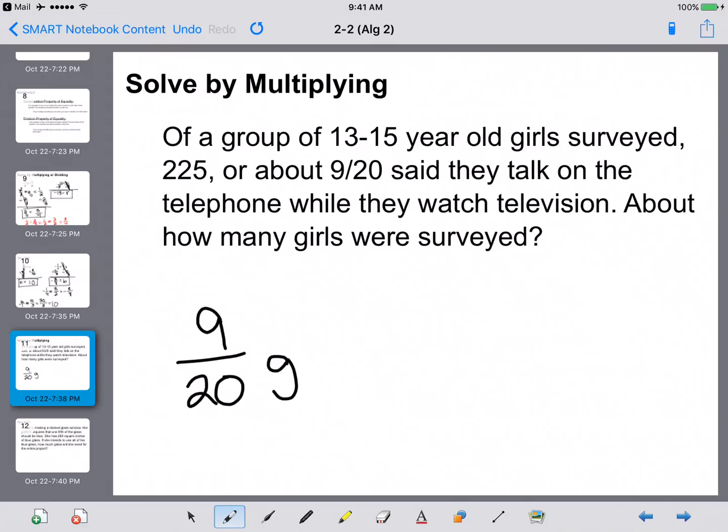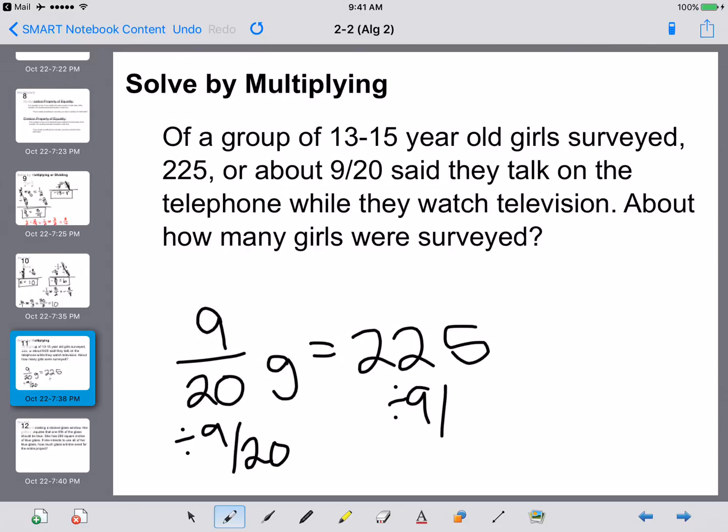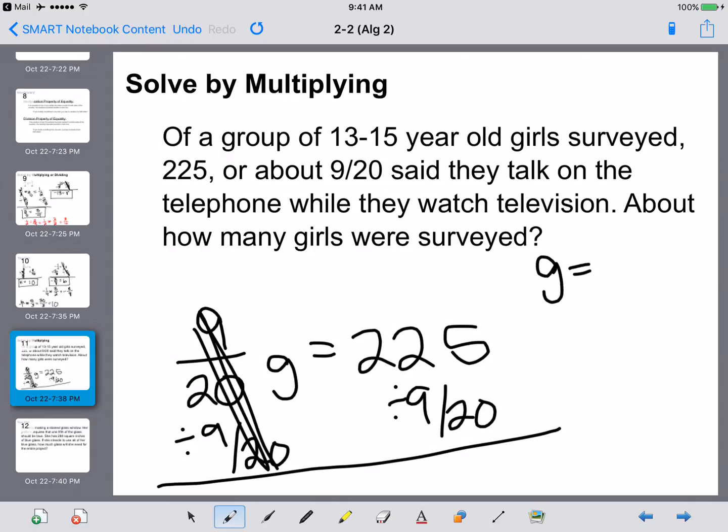So 9/20 of the girls, of means multiply, is 225. So 9/20 of the girls is 225. If we were to solve that, we need to get g all by itself, so we're going to divide by 9/20. What you do to one side, you do to the other. Those are going to cancel out. We're going to get g equals. We're going to stay with our 225 over 1 and switch to our 20 over 9.